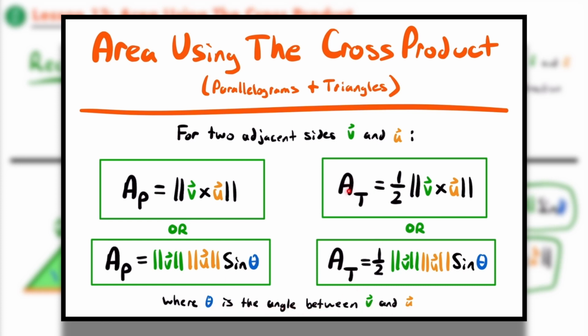And then for the area of a triangle, we just take 1/2 of each of those formulas. All right, so the area of a triangle would be equal to 1/2 of the magnitude of the cross product of vector v and vector u, or 1/2 of their magnitudes multiplied together, multiplied by sine of theta, where once again, theta is the angle between vector v and vector u. Okay, and so those are the formulas you need to know for calculating area using the cross product. And so now that you have seen these formulas and where they come from and why they work, let's take a look at a couple examples.